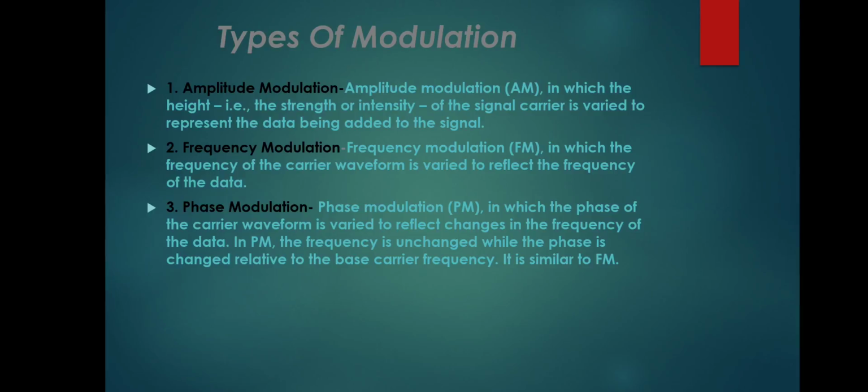Phase modulation in which the phase of the carrier waveform is varied to reflect changes in the frequency of the data. In PM, the frequency is unchanged, while the phase is changed relative to the base carrier frequency. It is similar to FM, that is frequency modulation.